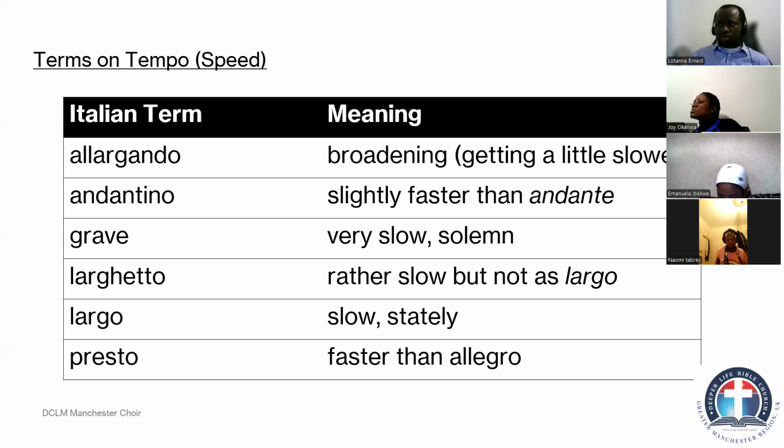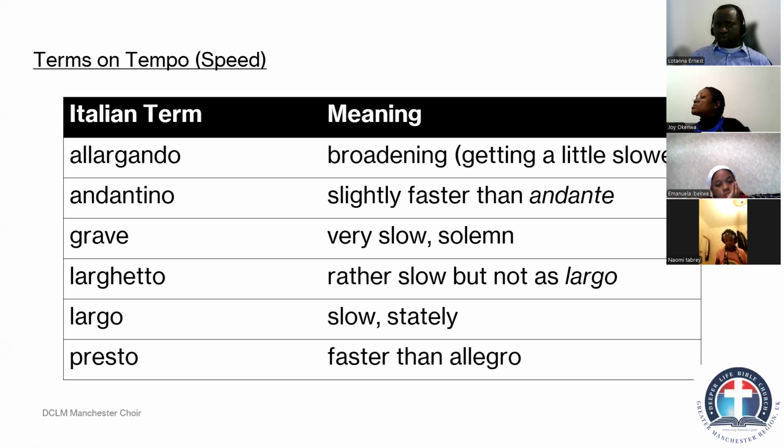Presto. Presto means very fast. In fact, faster than allegro. Of course, allegro means fast. But when you see presto, it means something that is faster than allegro. It means that it must then be very, very, very fast. So we need to note that.